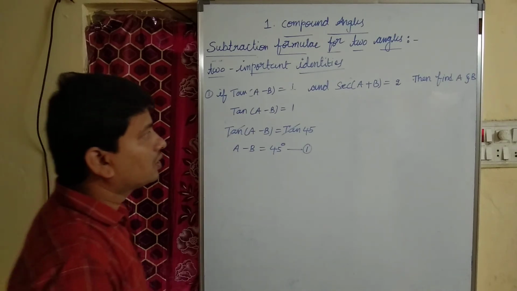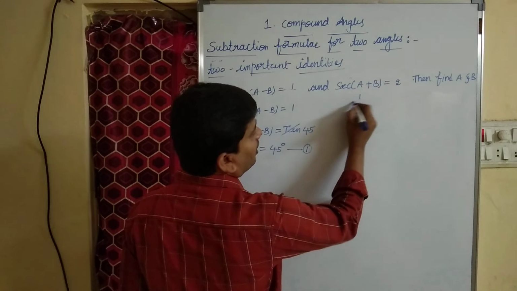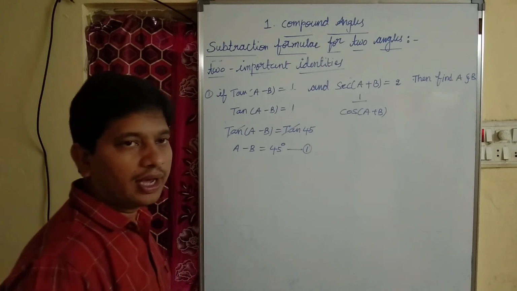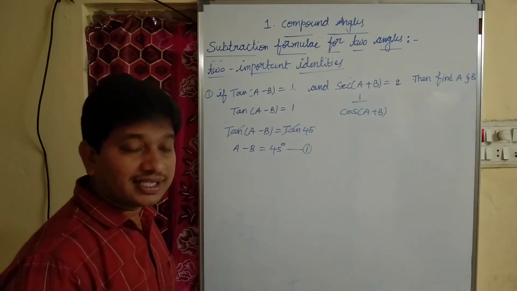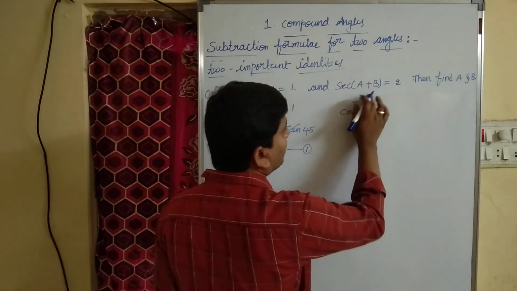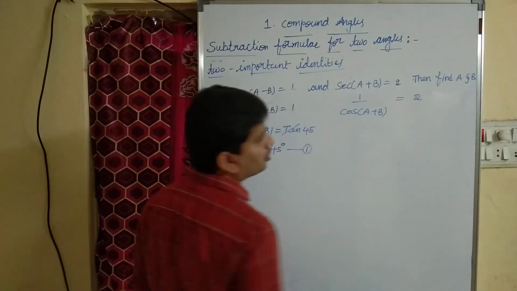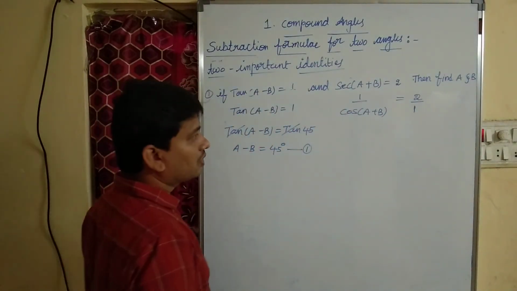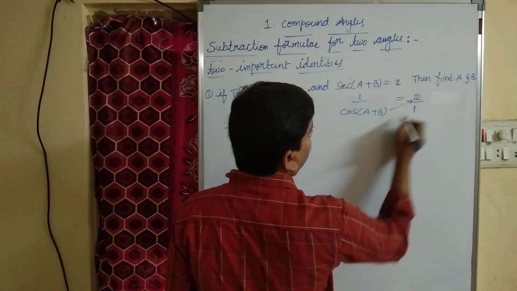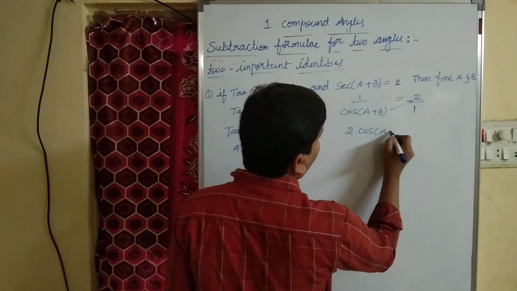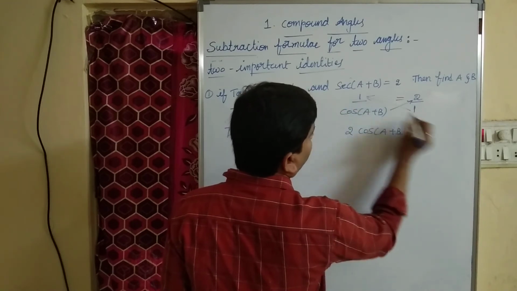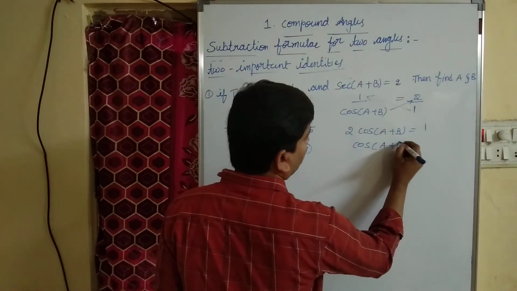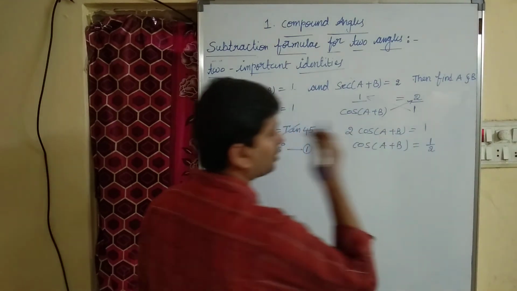Right? Sec of A plus B I can write as 1 by cos of A plus B, I mean the reciprocal of sec is cos. So 1 by cos of A plus B is equal to 2. Here I can write 2 by 1. So cross multiplication, 2 into cos of A plus B equal to 1 into 1, that is equal to 1. So cos of A plus B equal to 1 by 2.